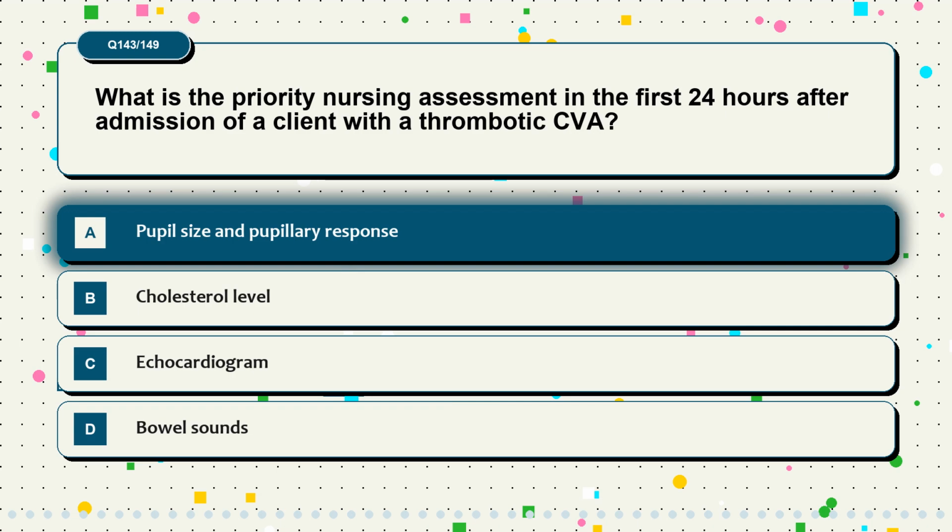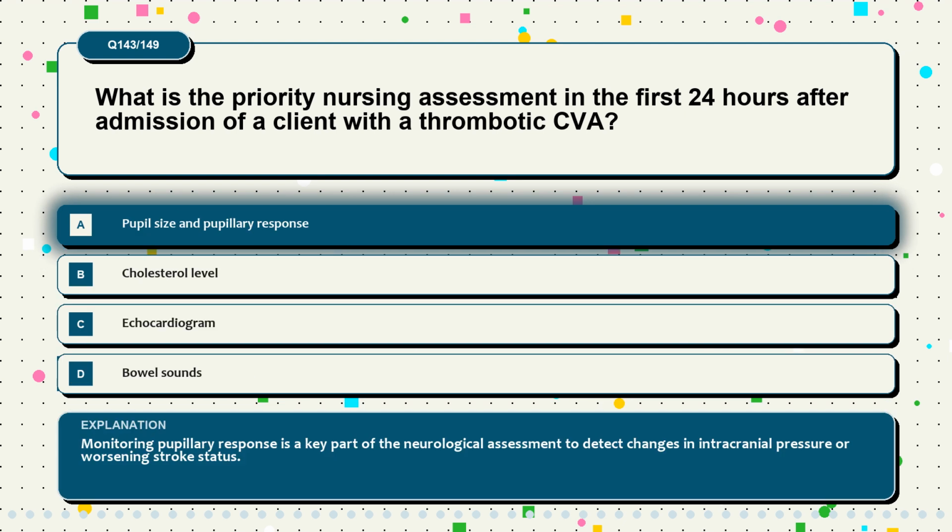The correct answer is option A. Pupil size and pupillary response. Monitoring pupillary response is a key part of the neurological assessment to detect changes in intracranial pressure or worsening stroke status.